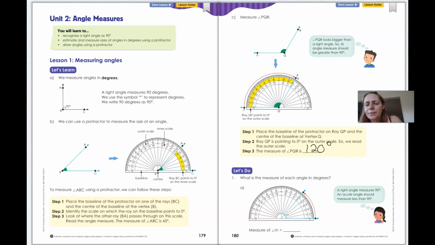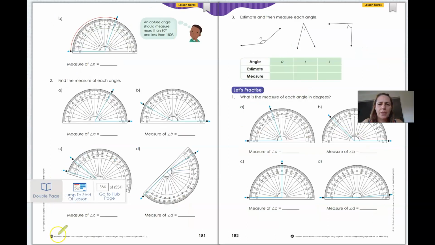120 degrees. The beauty of being able to do this is it's got the protractor in the book here, and you just have to look at it. If we go to the next page, the protractors are all there.